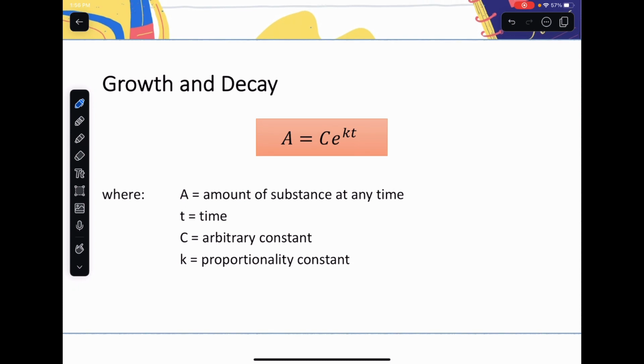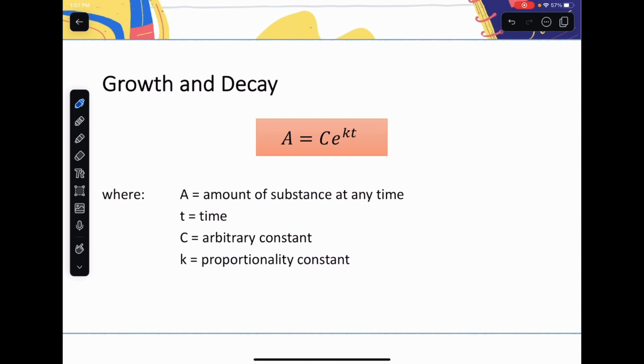Growth and decay problems follow the law of exponential change. That means the amount of the substance at any time t is directly proportional to the amount of substance at any time. As long as it follows that law, we use this formula: A equals C e^(KT), where A is the amount of the substance at any time t, C is the arbitrary constant, K is the proportionality constant, and of course t is the time.